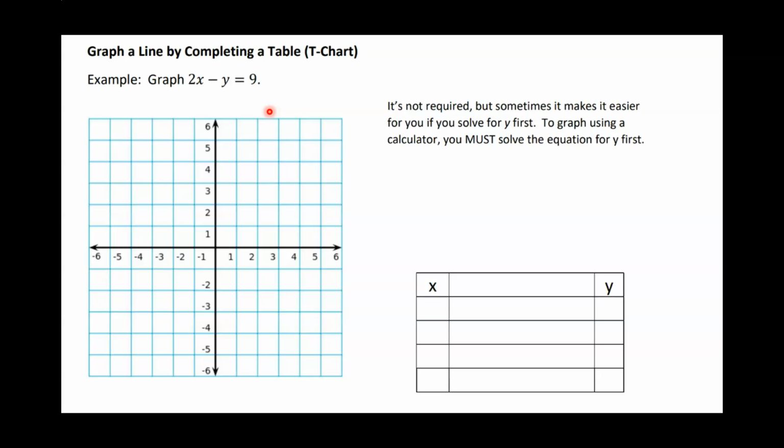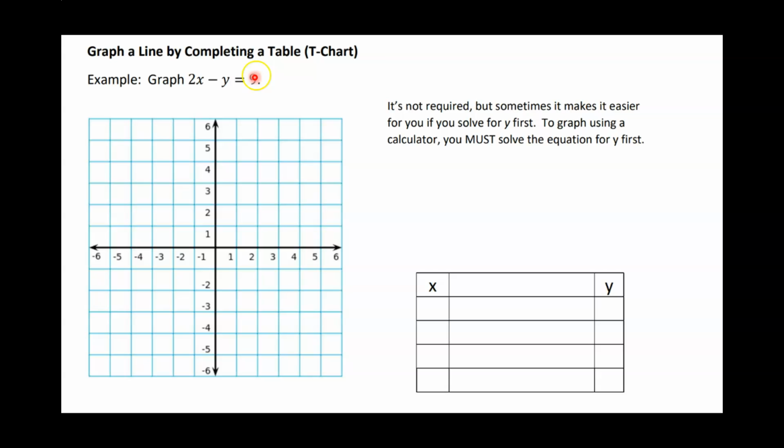And then when I put in 3, 2 times 3 is 6. 6 minus y is 9. I'm going to have to solve that equation again. And then when I put in 4, so every time I plug in a value, I have to solve that equation all over again. So what will save you some time is if you solve the equation first. So when we say solve the equation, we mean get y by itself on one side, all right? So let's try and get y by itself on one side.